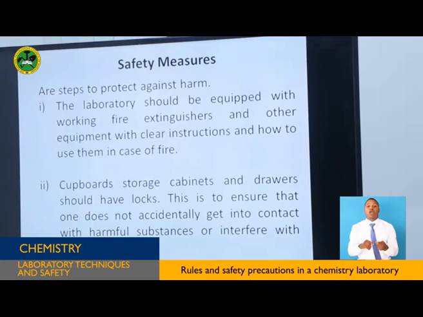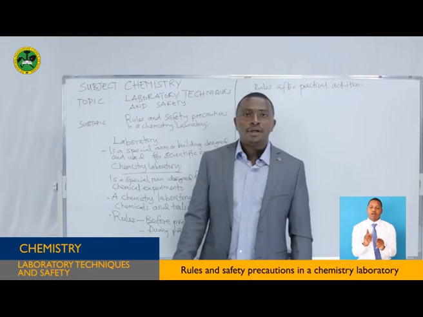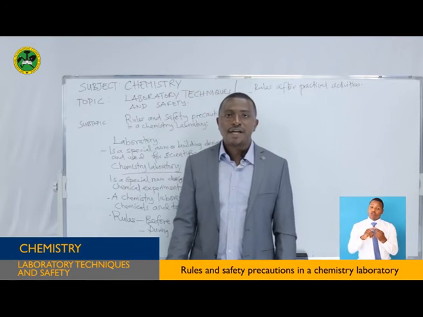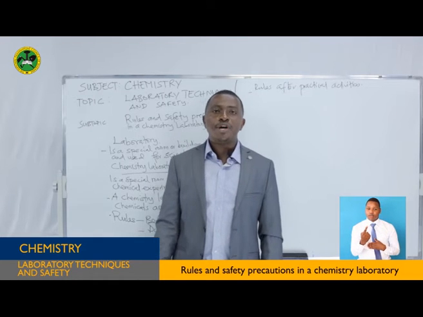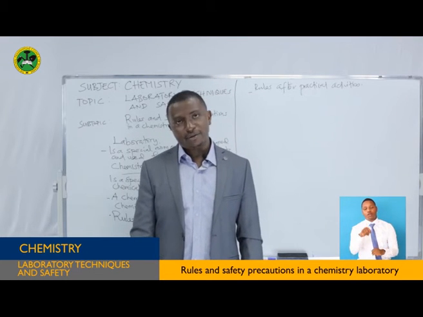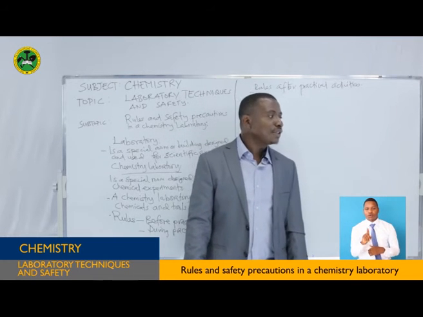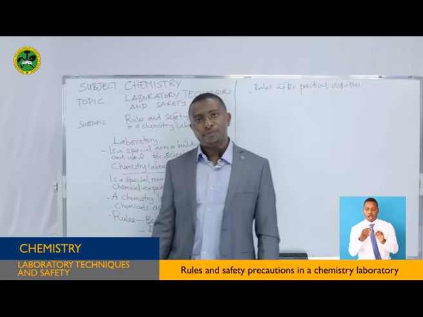1. The laboratory should be equipped with working fire extinguishers and other equipment, with clear instructions on how to use them in case of fire. The first safety measure tells us that the laboratory should be well equipped with fire extinguishers, and there should be instructions on how to use them.